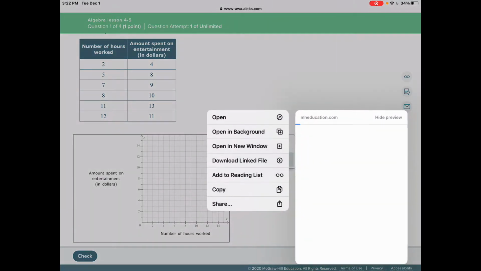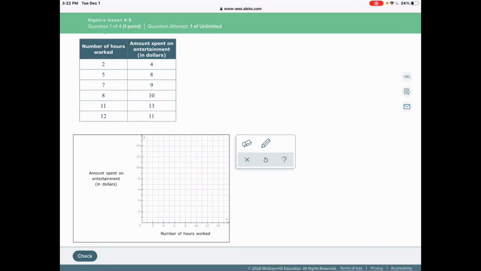It might take you a few minutes to get used to using the Alex tool here. Number of hours worked, notice that that's our x. So we go over 2, and then 4 is the dollars, so we'll go up 4. We're going to plot a point right there. And then 5 and 8. So we need to go over 5 and up 8.